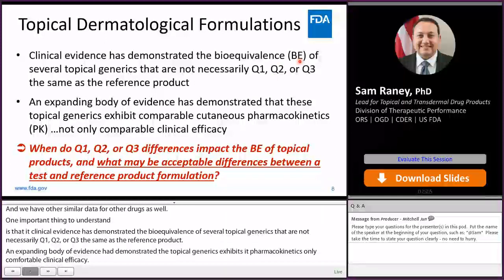The question then arises, if these differences are still okay in terms of the product being bioequivalent, both based upon pharmacokinetics and clinical efficacy, at what point are you not similar enough, that you've deviated so much that now the differences are impacting the bioequivalence of topical products? Or in other words, when do Q1, Q2, or Q3 differences actually impact the bioequivalence of topical products, and what may be acceptable differences between a test and a reference formulation?